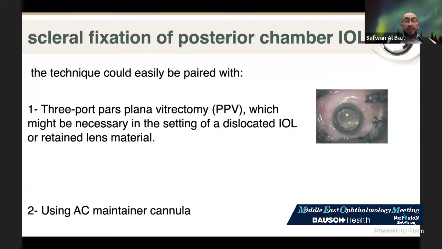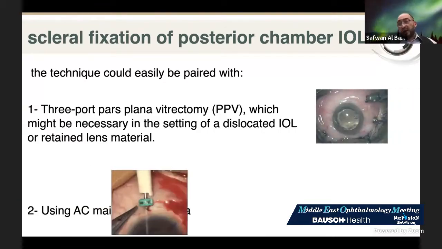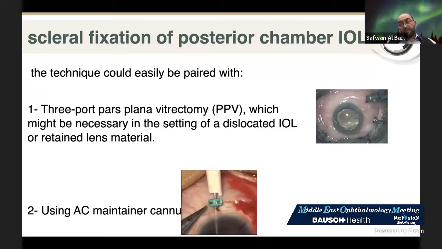Now, the technique could easily be paired with either a PPV infusion cannula or the anterior AC maintainers. I think that anterior segment surgeons, as Dr. Brian Kim said, are more used to the anterior AC maintainers. For the posterior vitreoretinal surgeons, they prefer the infusion cannula. Each one has his own explanation.